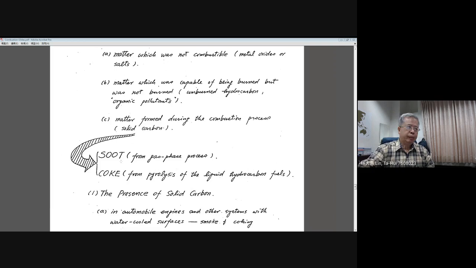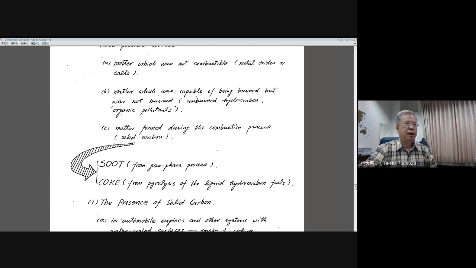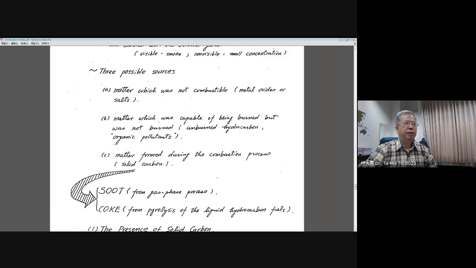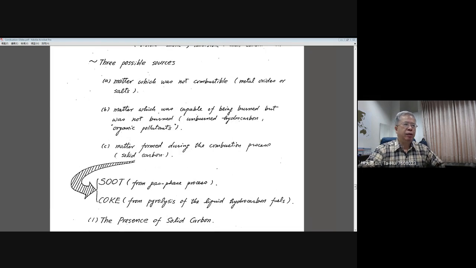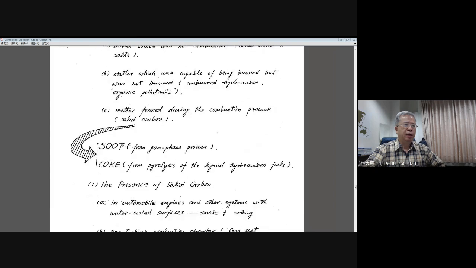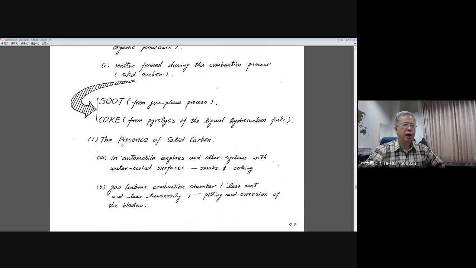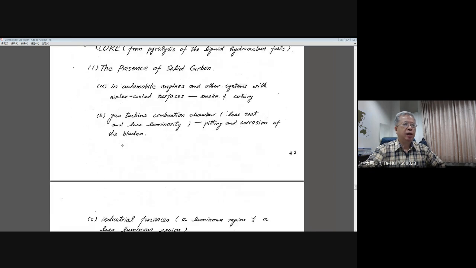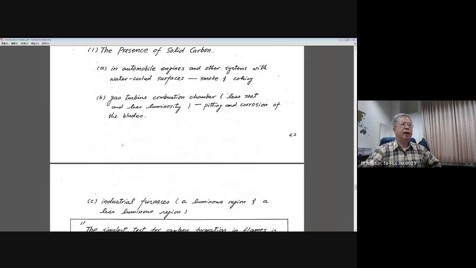Okay. Now, if you understand the possible sources for creating the solid carbon, then we now look at the presence of a solid carbon. Look at three categories you may identify. The first one, for automobile engines or other systems with a water-cooled surface.